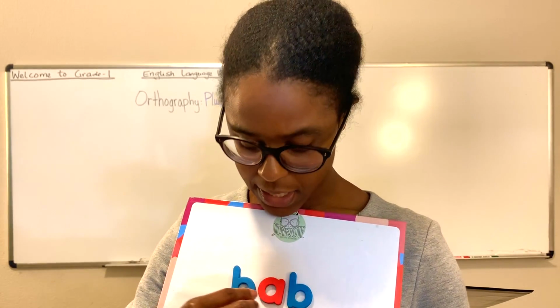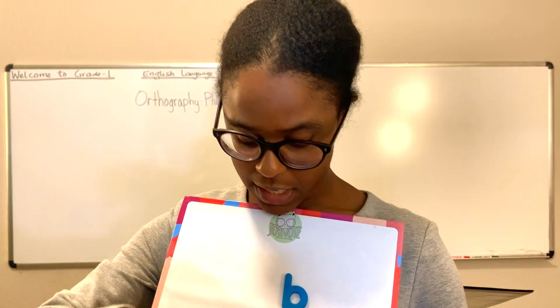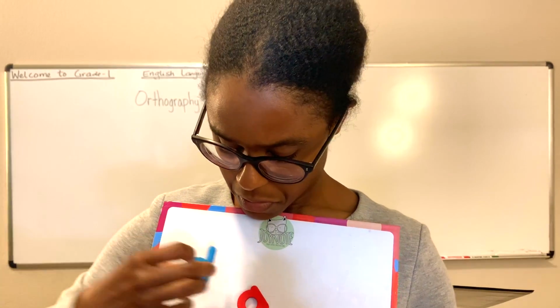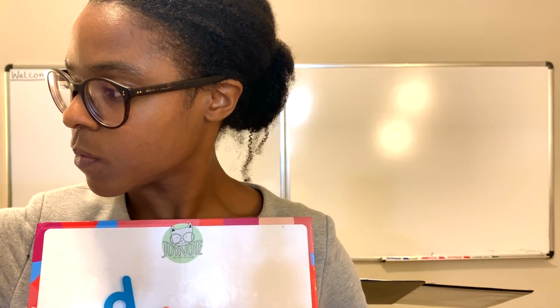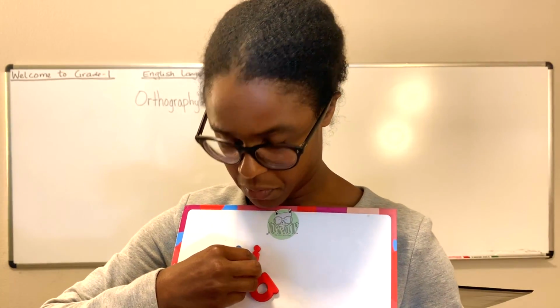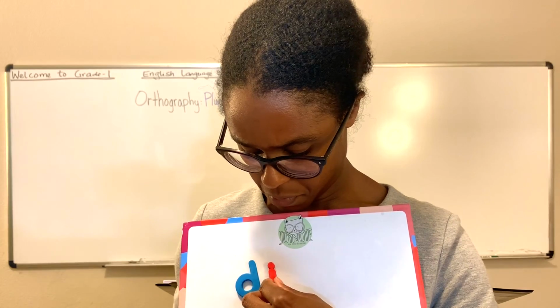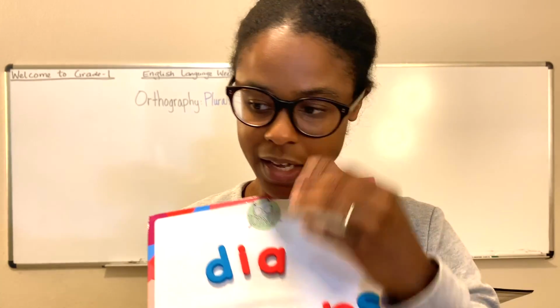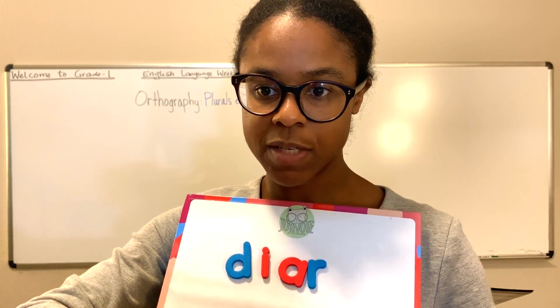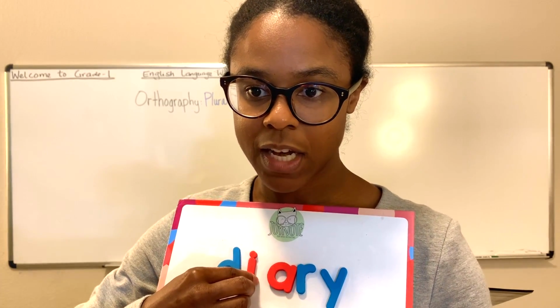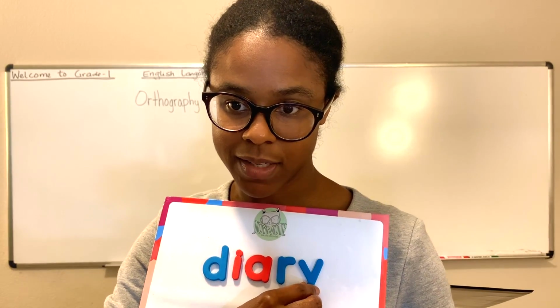What about if I were to say, hey, I have a diary. I have a diary. Let's find another I, and an R and a Y. So this is the way you would typically spell diary, right? I have a diary, D-I-A-R-Y. I write all of my life stories in my diary.